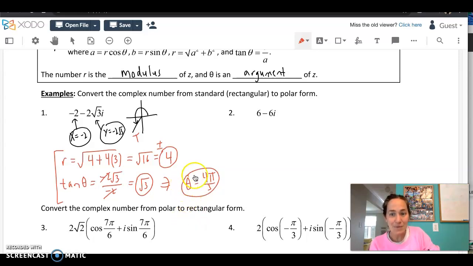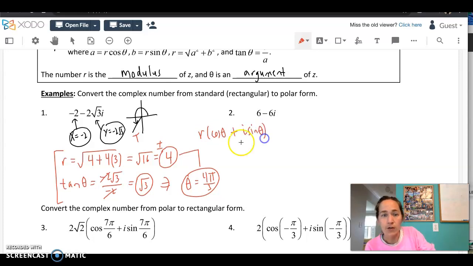Last, this might be the most important part of the process because this is the only new part. Nothing else we've done is very new. How you leave your answer is kind of new. So we're going to write it as r times cosine theta plus i sine theta. That's the notation for a complex number in polar or trig form that we used above. So r is 4. I'm going to use positive 4 to land me in quadrant 3. We'll say cosine 4 pi over 3 plus i sine of 4 pi over 3.